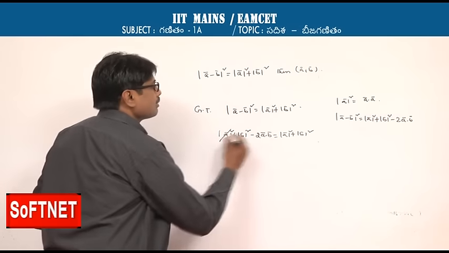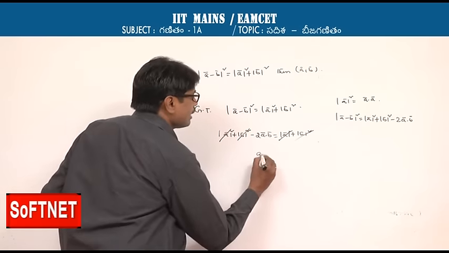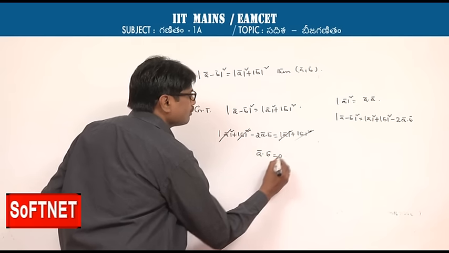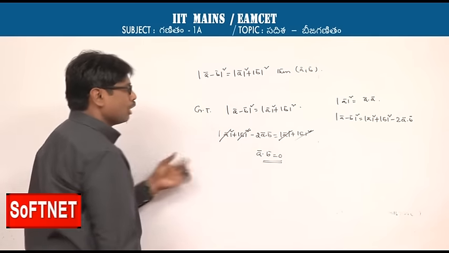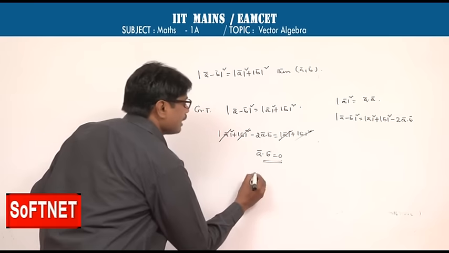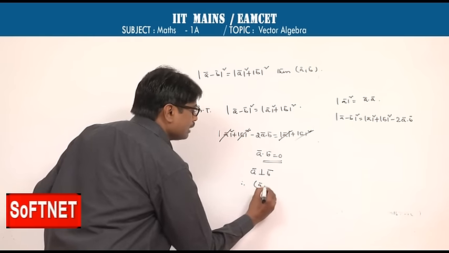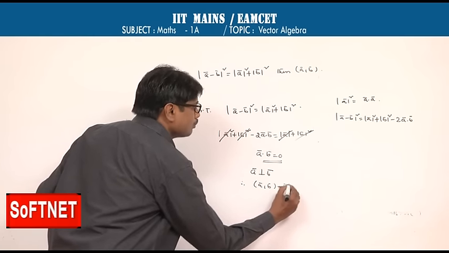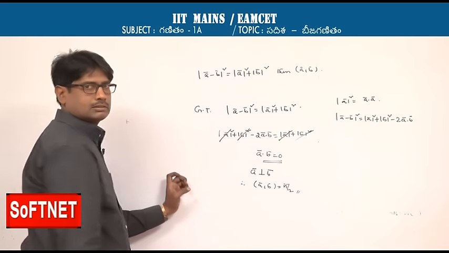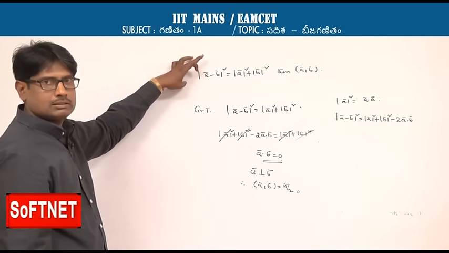ఇక్కడ mod of A square, mod of A square, mod of B square, mod of B square క్యాన్సిల్ చేసేస్తే A bar dot B bar is equal to 0. అంటే అర్థం ఏంటి, the dot product between two vectors is 0 means they are perpendicular to each other. A bar will be perpendicular to B bar. Therefore angle between A bar and B bar is equal to pi by 2. Orthogonal vectors. దీనికి సంబంధించిన ఇన్ఫర్మేషను, అలాగే మ్యాగ్నిట్యూడ్ సంబంధించినది. ఓకే.